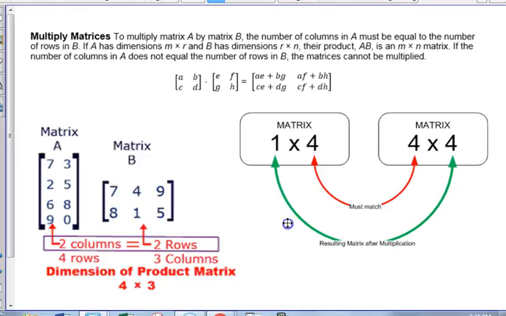Okay, matrix multiplication can only be done if, it says here, these must match. If you have a 1 by 4 matrix, where this is rows by columns, it can be multiplied by a 4 by 4 matrix. The number of columns in the first matrix has to match the number of rows in the second matrix, because you multiply each row by each column. Now, the resulting matrix will be the size of the leftovers. This one would be a 1 by 4.